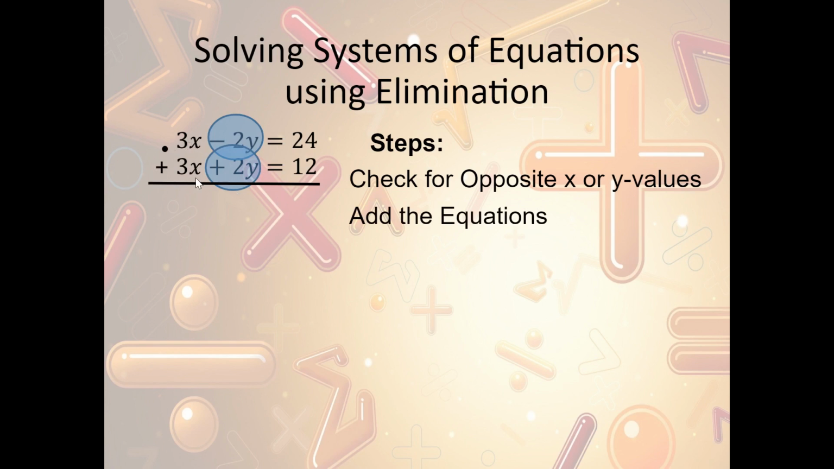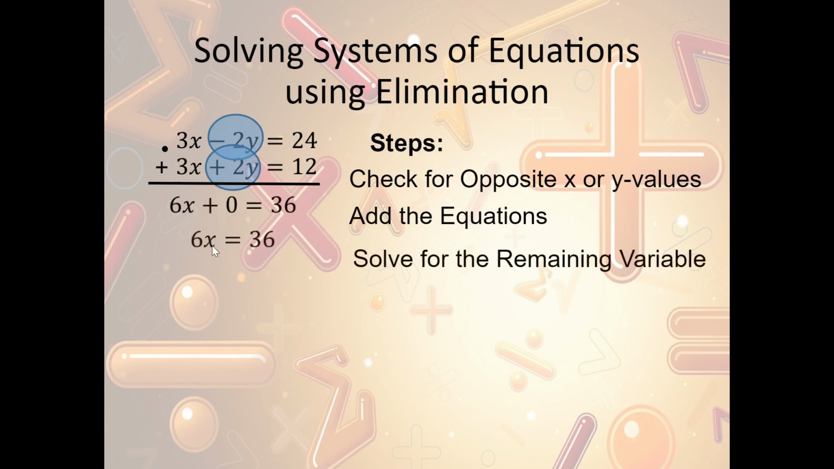So we add 3x plus 3x and we get 6x. -2y and 2y is equal to 0, right? So that's the elimination part. We eliminated the y's. And then 12 plus 24 is 36. So we end up with 6x is equal to 36.